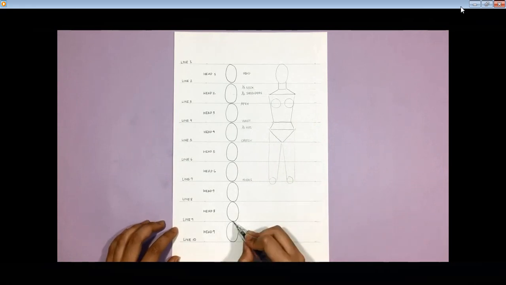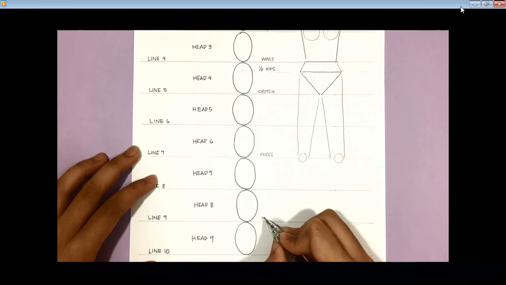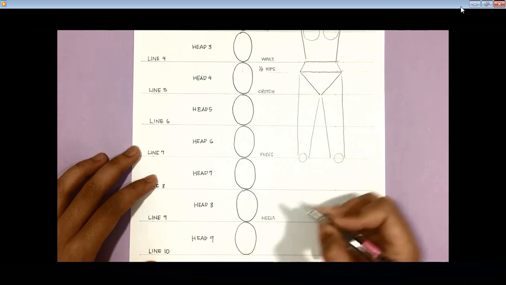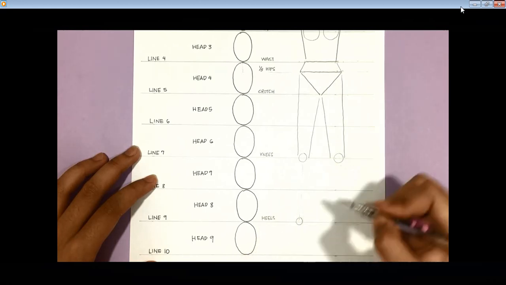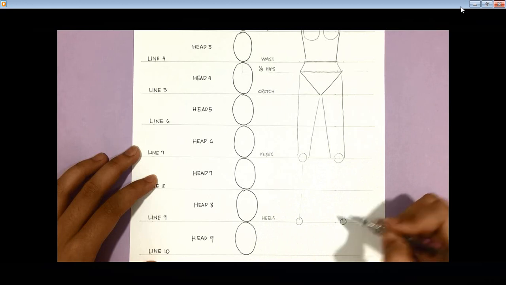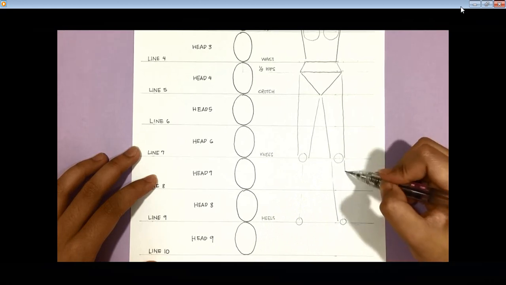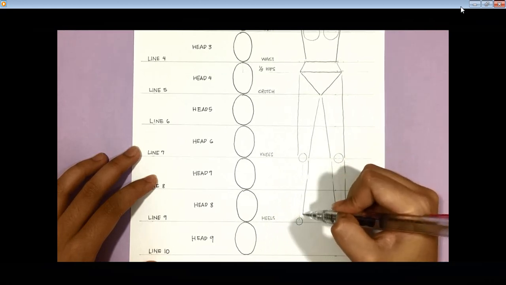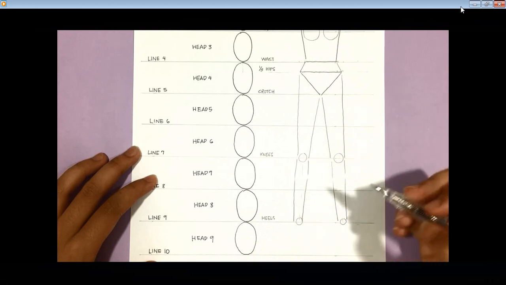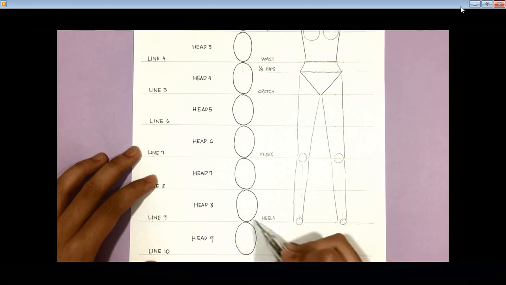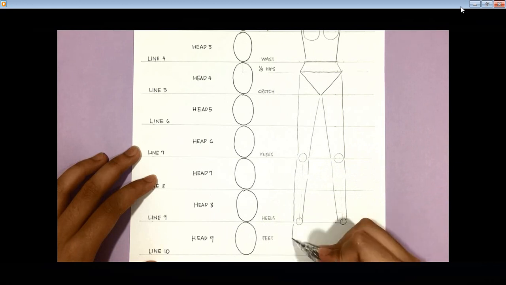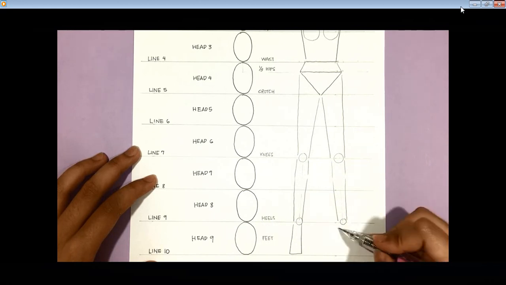And down to the top of head 9 are the ankles/heels. And because this is a fashion figure, models usually wear heels, therefore the entire feet would occupy head 9.